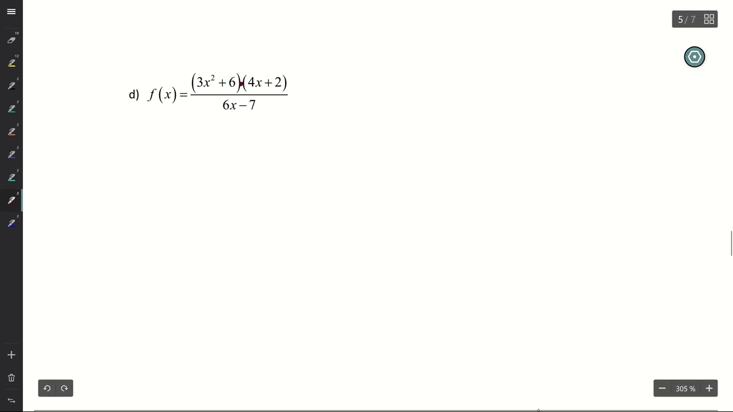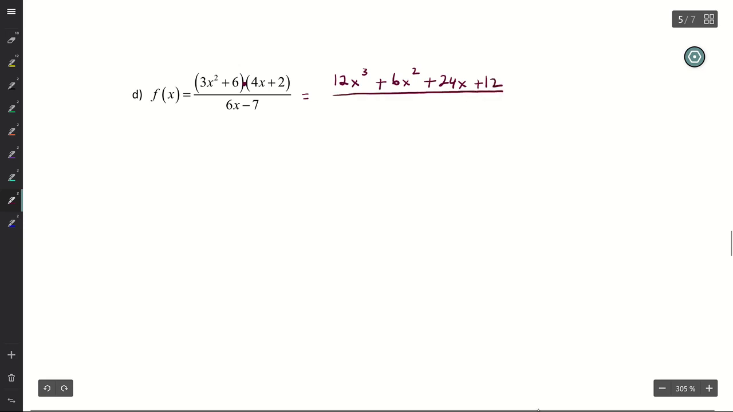So what I'm actually going to do is I'm going to take this and I'm going to rewrite it, and I'm going to FOIL all this good stuff out. All right, so on this particular one, I'm going to multiply the 3x squared by the 4x. So that will give me 12x to the third. And then I'm going to multiply the 3x squared by the 2. So that'll give me 6x squared. And then the 6 by the 4x, so 24x. And then finally the 6 by the 2, so 12. And then all that is over the 6x minus 7.